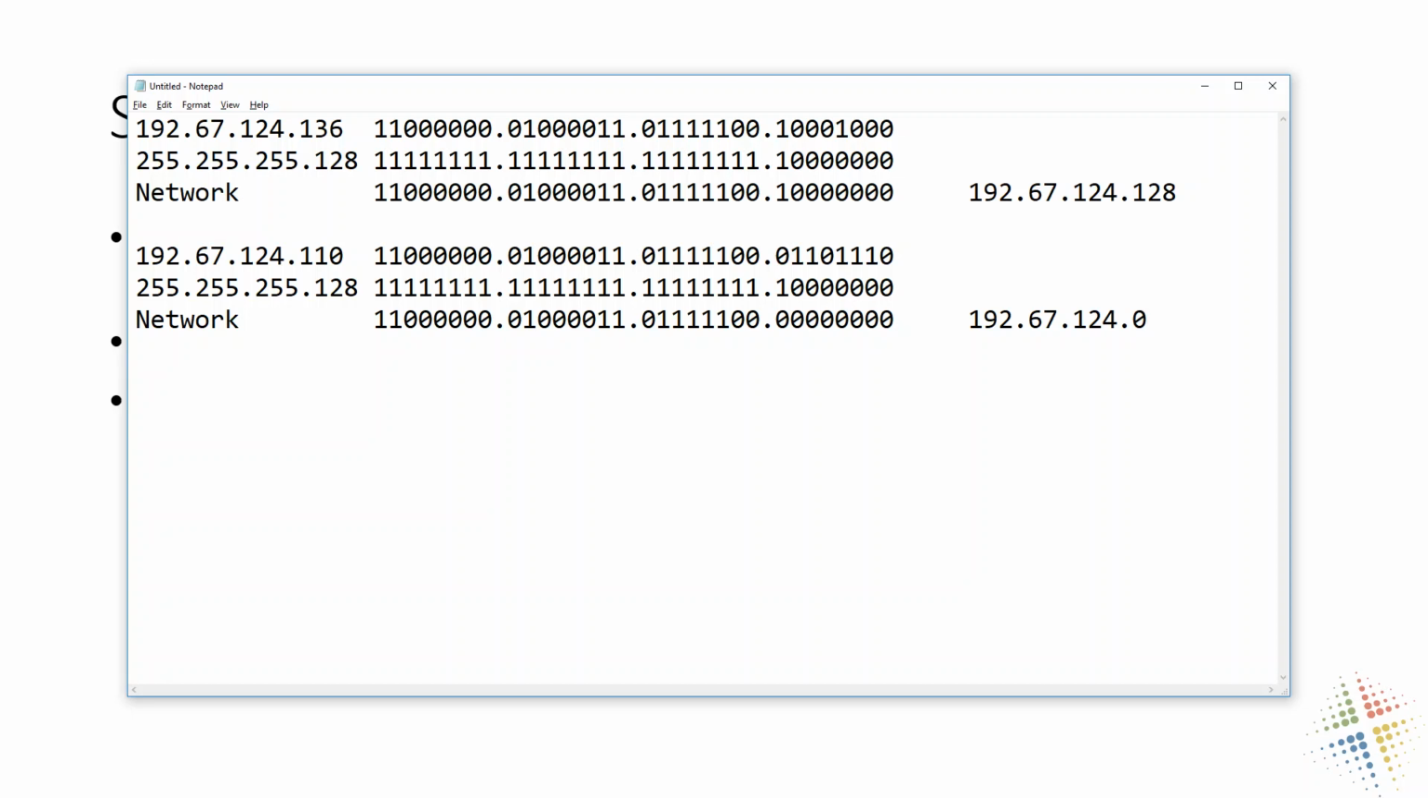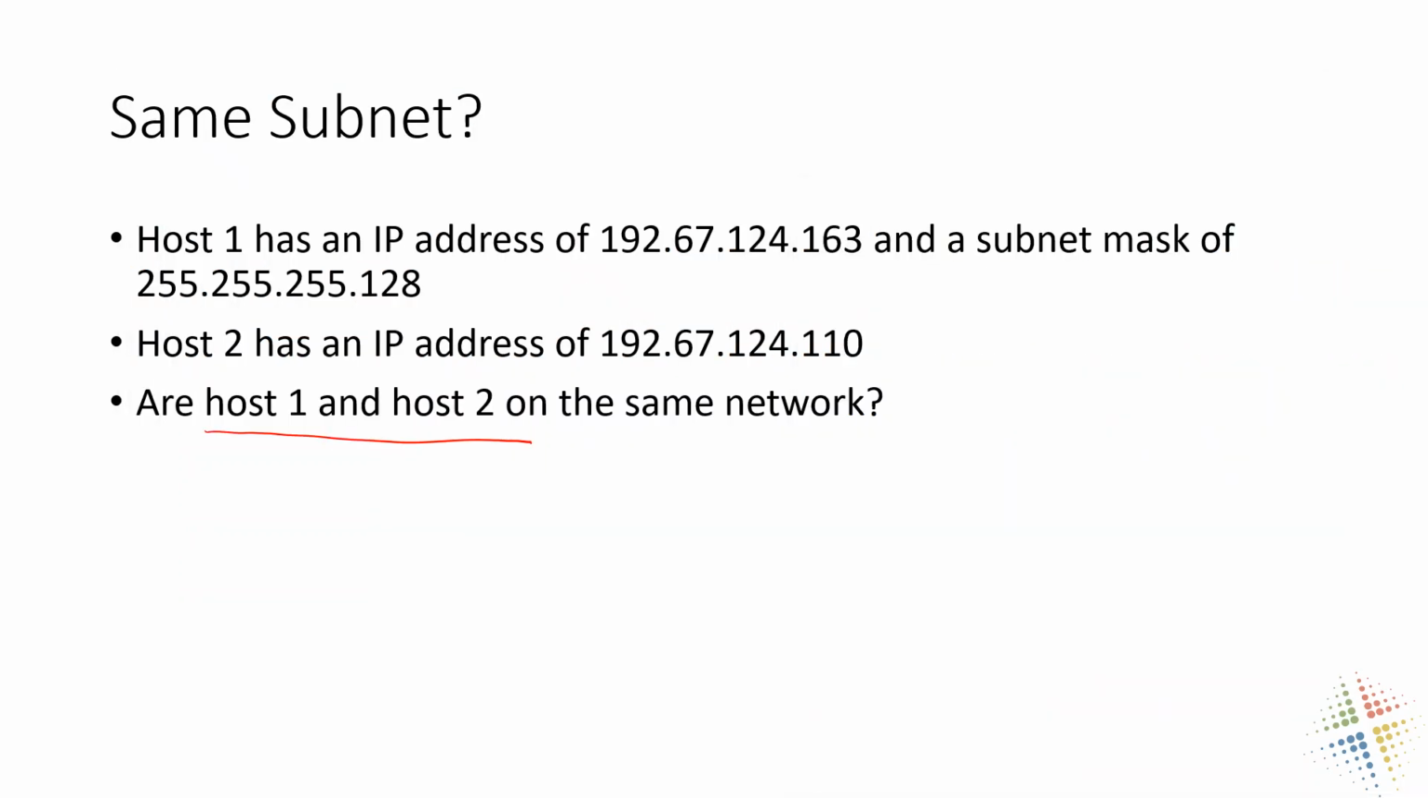Okay, so now I can see host number 1 has a network address of 192.67.124.128, and host number 2 has a network address of 192.67.124.0. Because they have 2 different networks, they are not on the same network. So the answer here is no. No, they are not on the same network.